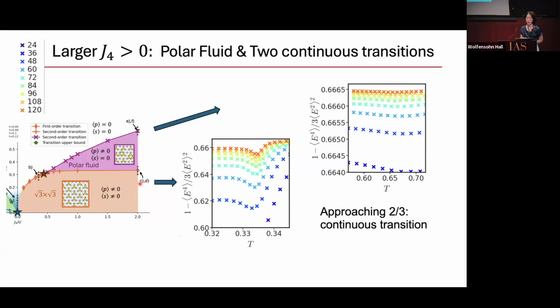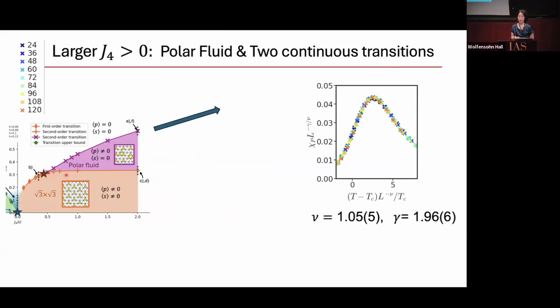And what we find is that this transition and this transition are both approaching the cumulant value of 2/3, which is what you expect from a continuous transition. So now we are seeing that these two transitions are continuous. Then we are invited to look at the exponents, and we can identify the tricritical point.